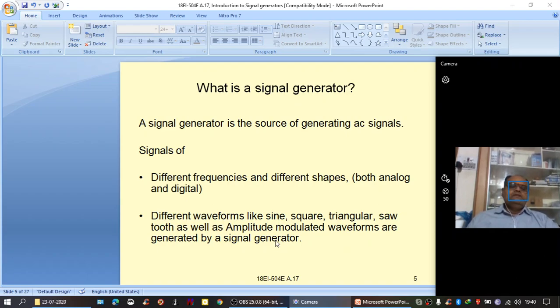That is, a signal generator provides both analog and digital signals of different shapes and frequencies, such as sinusoidal, square wave, triangular, sawtooth signals, and also amplitude modulated signals.